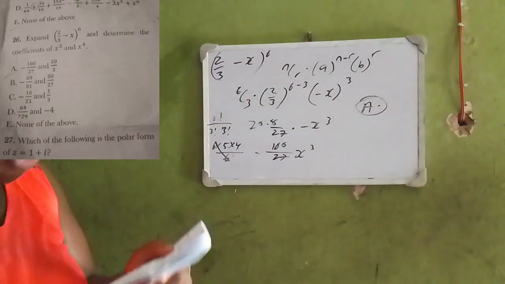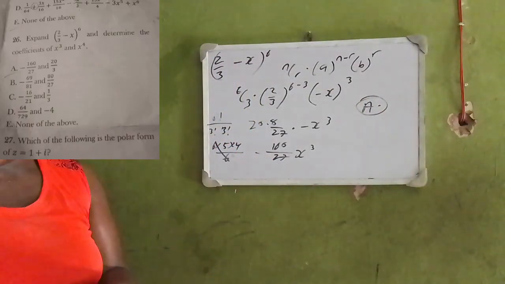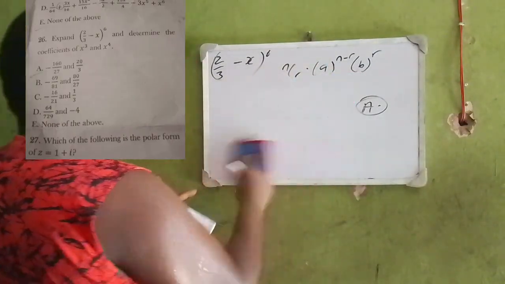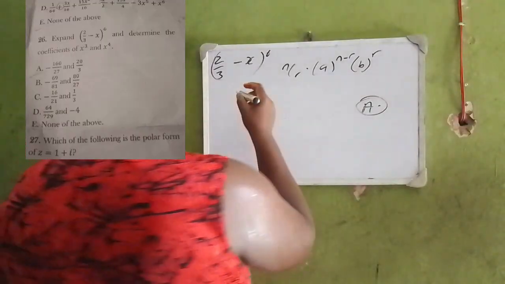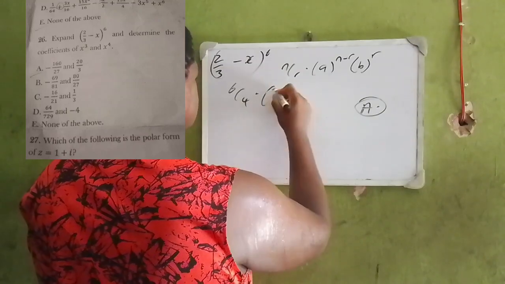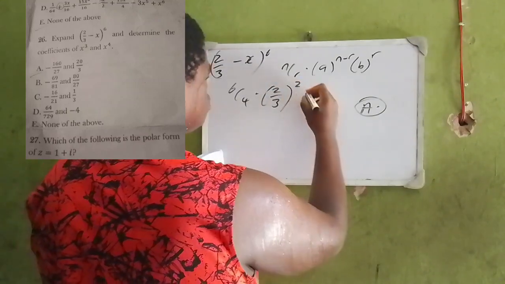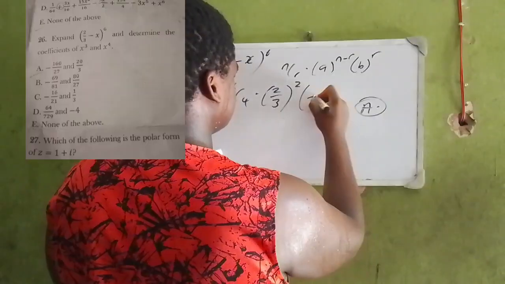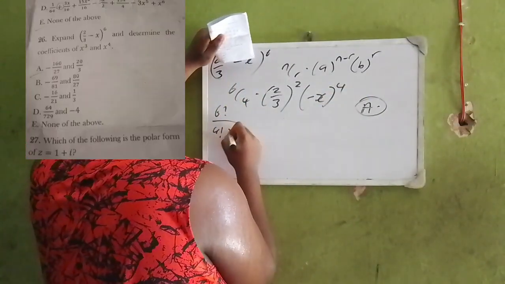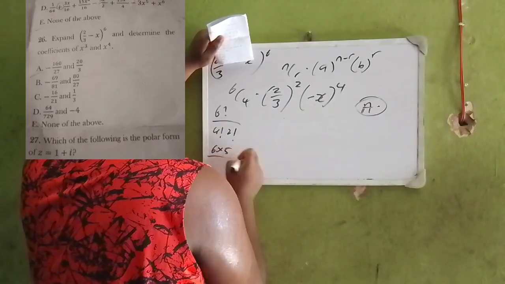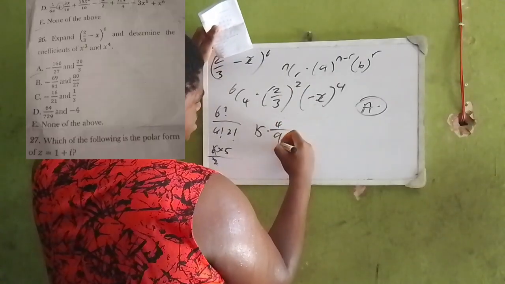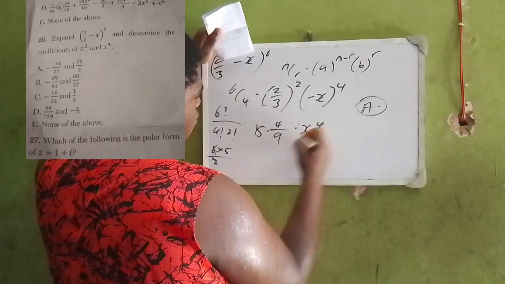But that is just x cubed. There's no other option there for x cubed, but let's find out what x to the power of 4 is. For x to the power of 4, we find when r is equal to 4. When r is equal to 4, we have 6 combination 4 times 2 over 3 to the power of 6 minus 4, that is 2, times minus x to the power of 4. 6 combination 4 is 6 factorial divided by 4 factorial, 2 factorial, which is 6 times 5 divided by 2, which is 15. So we have 15 times 4 over 9 times x to the power of 4.